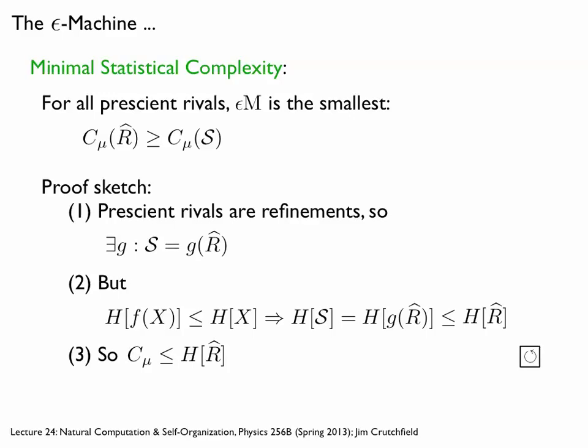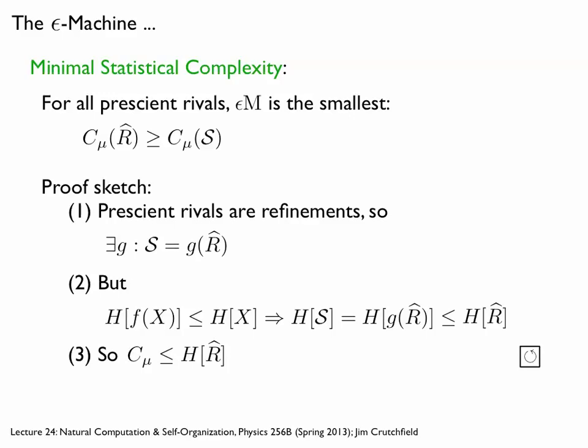Okay, so, proof sketch. The prescient rivals are refinements. The way to say that previous picture formally is that if I know which rival partition cell I'm in, because of this refinement property, I know which larger causal state cell I'm in.